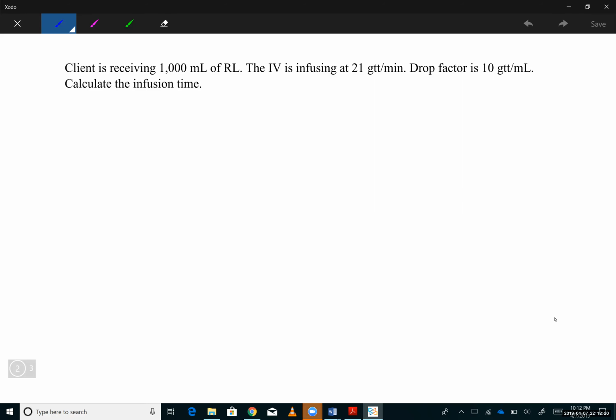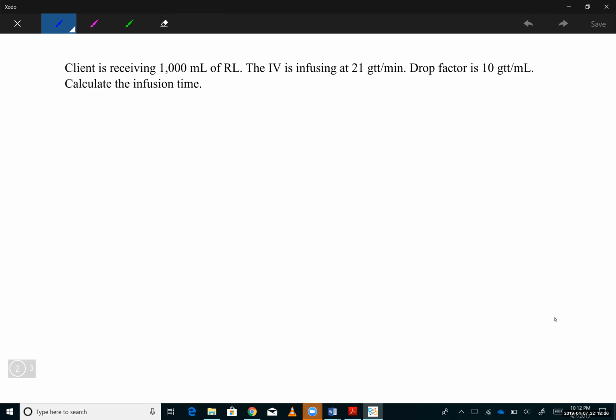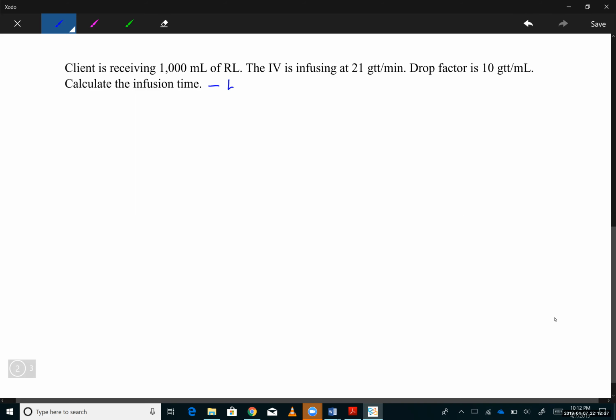We are told that the client is receiving 1,000 milliliters of Ringer's lactate. The IV is infusing at 21 drops per minute, and the drop factor is 10 drops per milliliter, and we are asked to calculate the infusion time. Infusion time is usually reported in hours, so that is where we are going to start our equation.